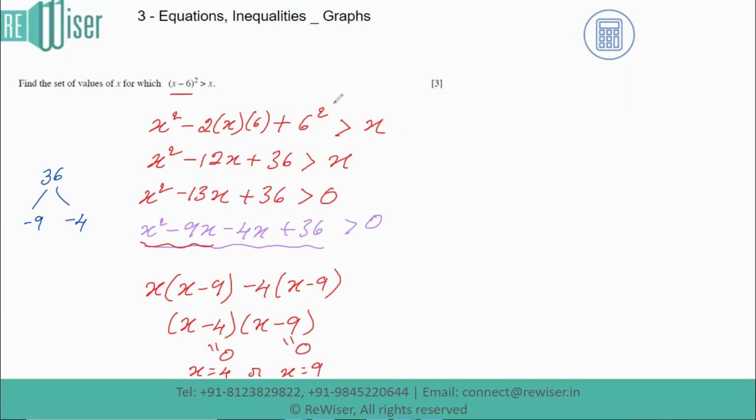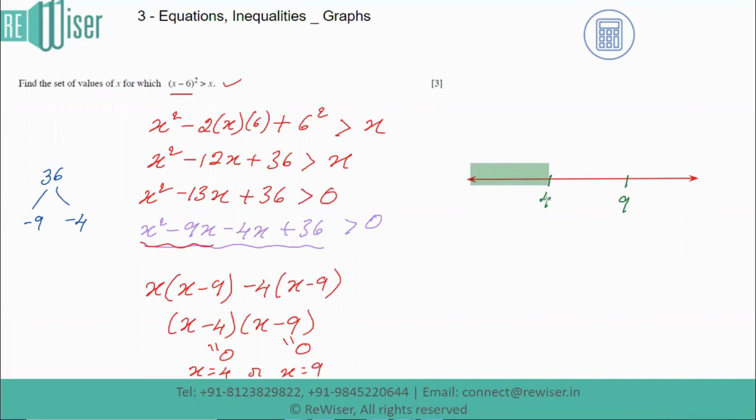Once we get the roots, we would always think about drawing the sign diagram, the sign diagram for this original inequality. So here the original inequality is this one. We need to think about whether it satisfies or doesn't satisfy. We should mention the roots here on a number line. So this is positive 4 and this is 9. Now there are three regions. One is which is left of 4.